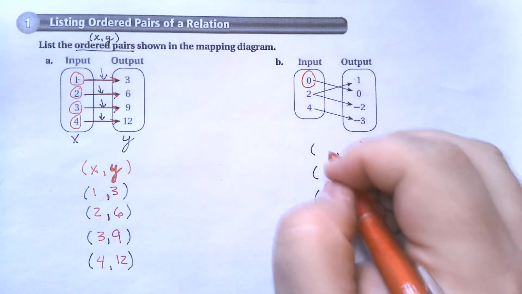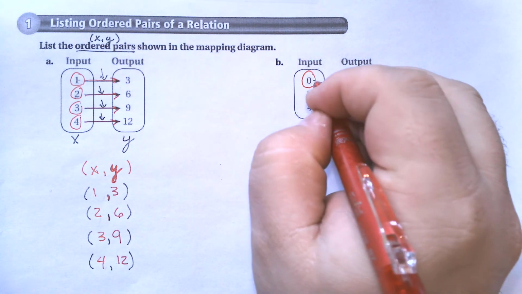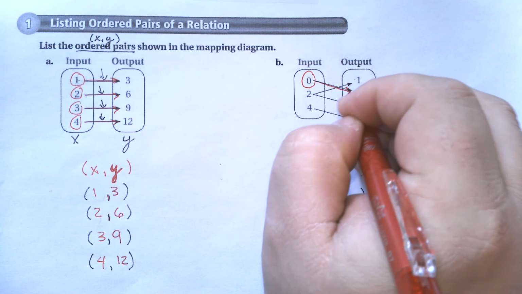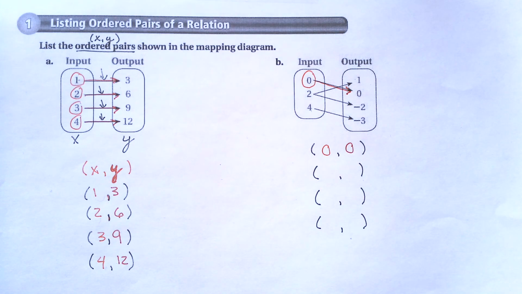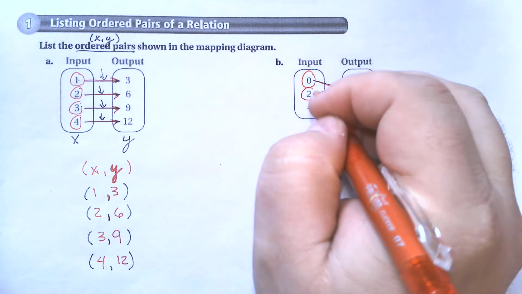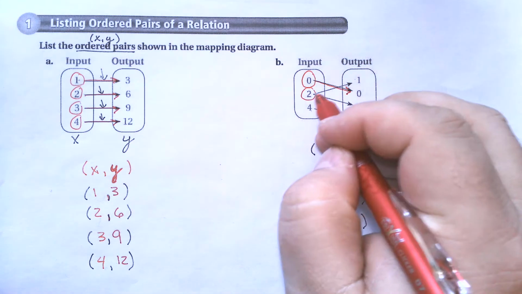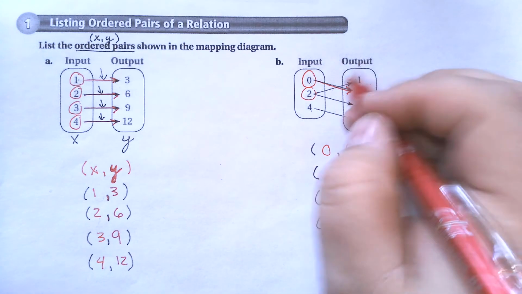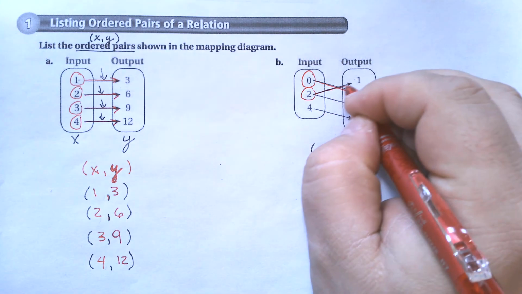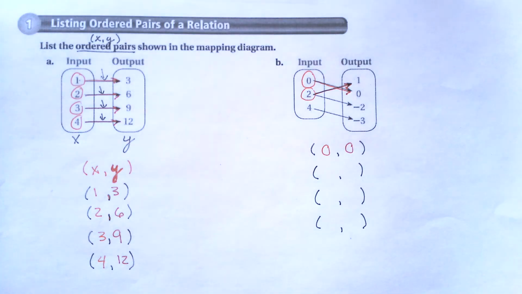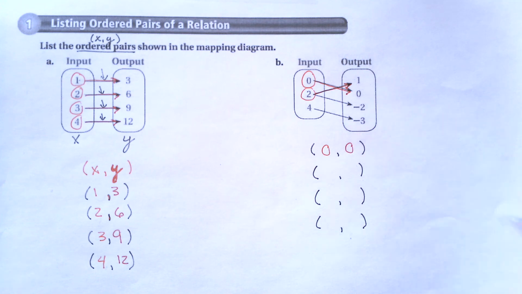So here I have 0, so I'm going to start with that one, 0. And then I'm going to follow the arrowhead, and it points to 0, so that's my next coordinate. So now I'm going to go to 2, and here's my first real challenge. I actually branch off. I can go 2 different directions. What I like to do is just go from top to bottom, so I'm going to go up first.